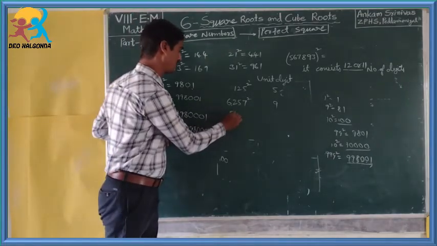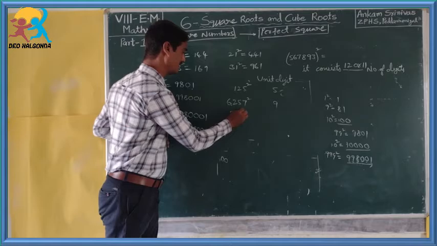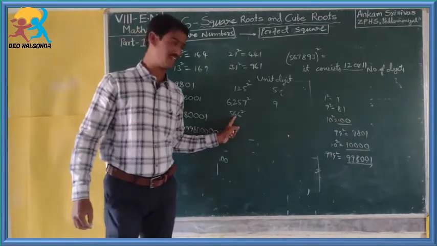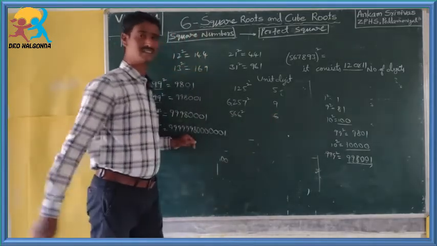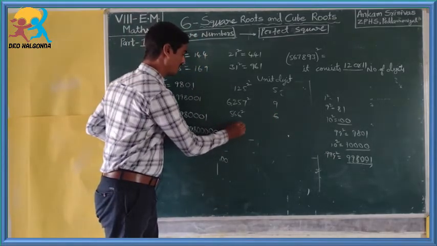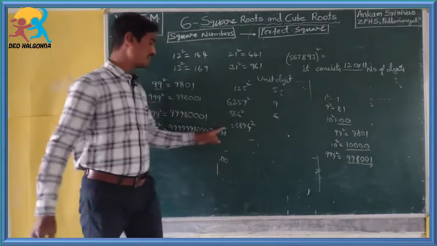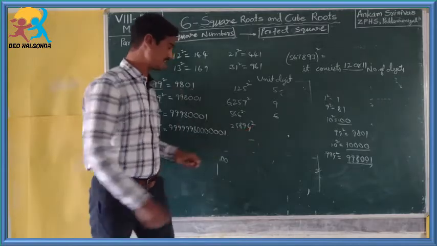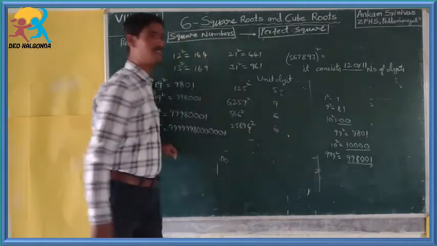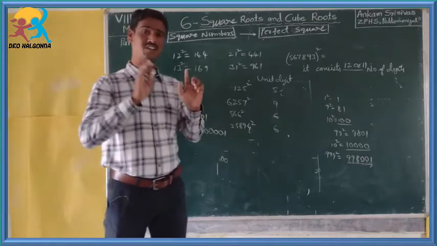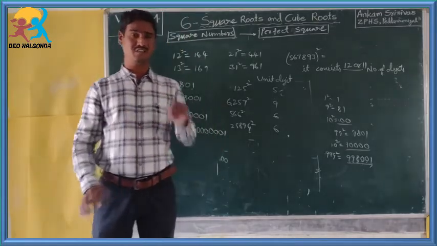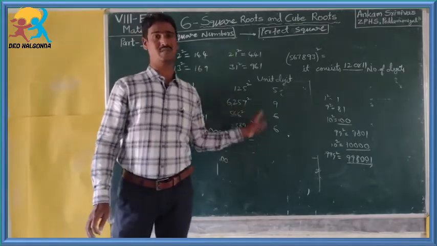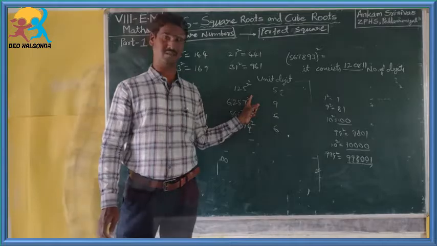Suppose 556 whole square. What is the unit digit of 556 whole square? 6. Suppose, what is the square of 25,894? The unit digit is 6 because 4 fours are 16. So without doing multiplication, we can say the unit digit of the square number, that means a perfect square number.